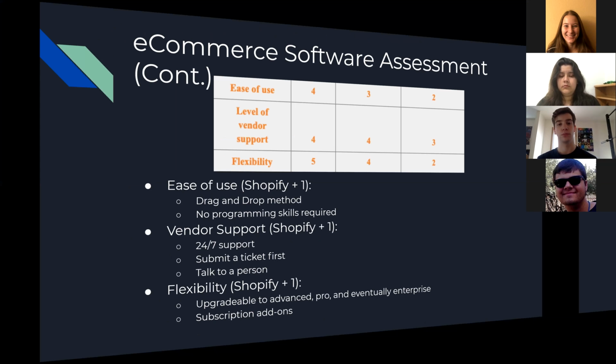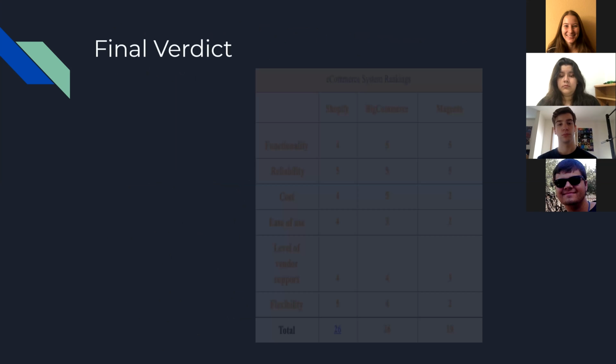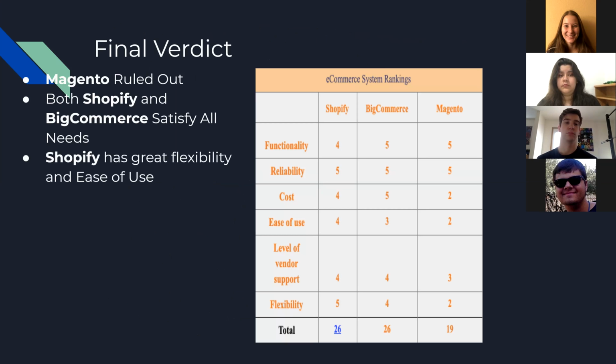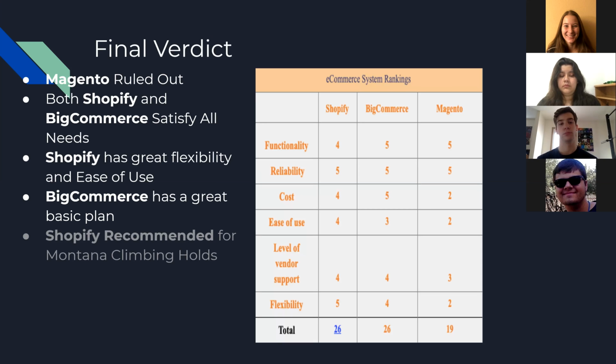When it comes to the final verdict, we believe we can rule out Magento due to its extreme cost and too large of scope. This system is meant for very, very large enterprises. Both Shopify and BigCommerce satisfy all functionality and needs of Montana Climbing Holds. The differences between Shopify and BigCommerce is that Shopify has great flexibility, ease of use, and vendor support, whereas BigCommerce has a great basic plan with more features. Based on the needs of Montana Climbing Holds, we recommend Shopify. However, BigCommerce is a very close second.